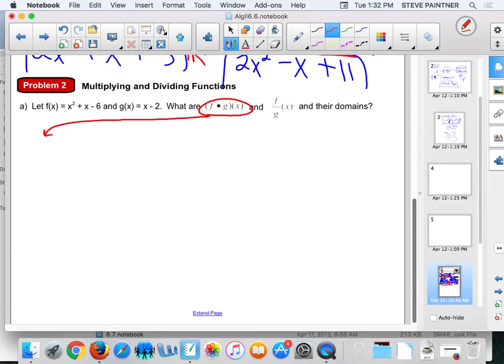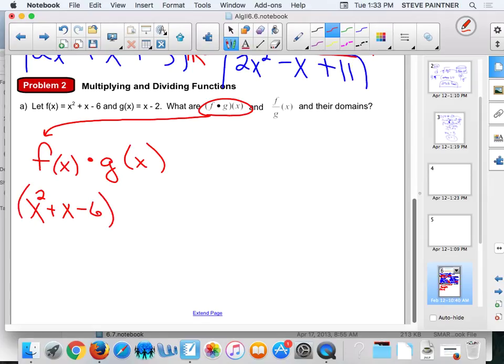This one says f times g of x. So that means take the function f of x and multiply it. That's all it means. Copy down the two functions and then multiply. x squared plus x minus 6, take that times x minus 2.